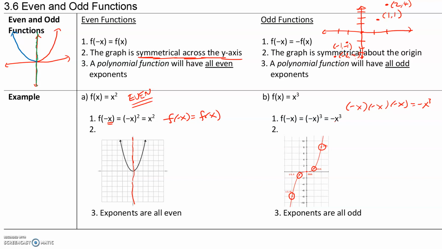And the exponents are all odd. So in this case, it's a polynomial function, we have odd exponents, so that makes this an odd function.